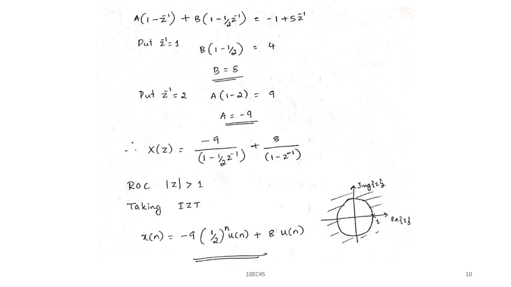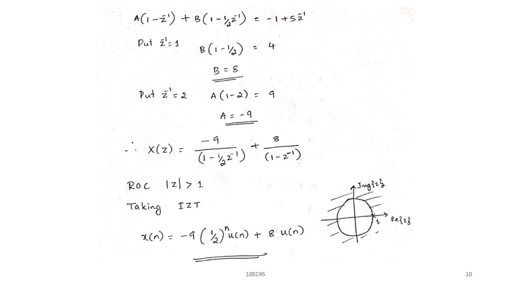Now the given ROC is mod z greater than 1. And here I know that there are two poles. One is at 1, the other one is at 1 by 2. Now 1 is greater than 1 by 2, so 1 is considered the outermost pole. Now I'll mention the ROC here. I'll draw a circle with radius 1, and the ROC I'll mention outside the circle. Both the poles lie inside the circle with radius 1.